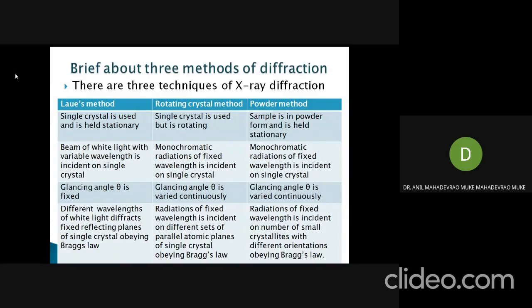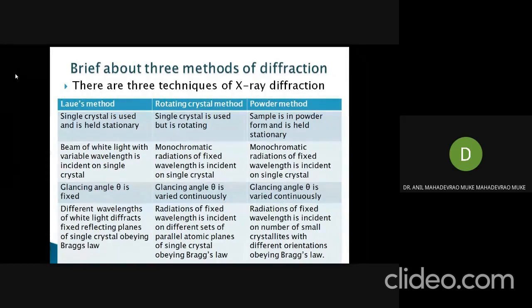Now, different wavelengths of white light diffract from the fixed reflecting plane. Here in the Laue method, as we are using a single crystal, the planes will be fixed. So the single crystal will be obeying Bragg's law, means wavelengths are different but planes are fixed. In the rotating crystal method, radiation of fixed wavelength is incident on different sets of parallel atomic planes. So automatically the crystal is rotating means what? In the path of the X-rays, different planes will be coming, and as different planes are coming, because of the fixed wavelength, they will be scattering. So that kind of diffraction will be obtained, and they will follow Bragg's law.